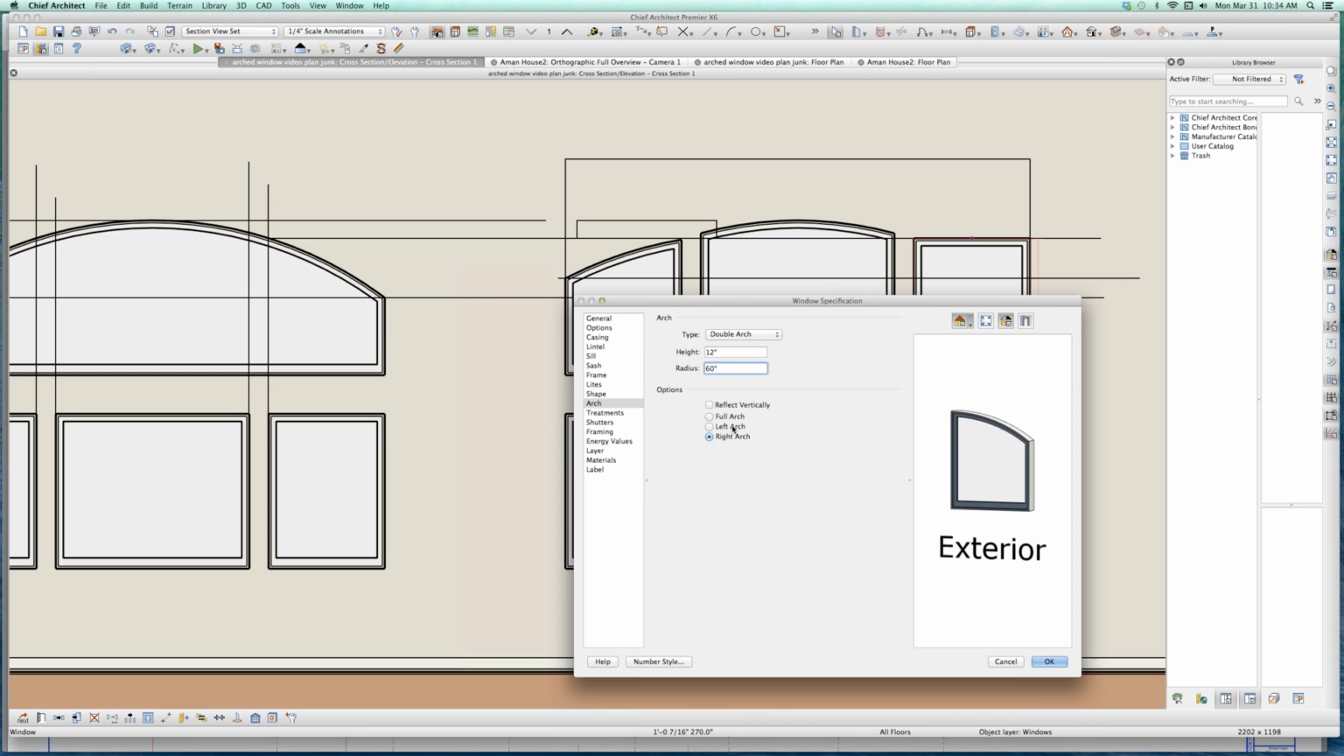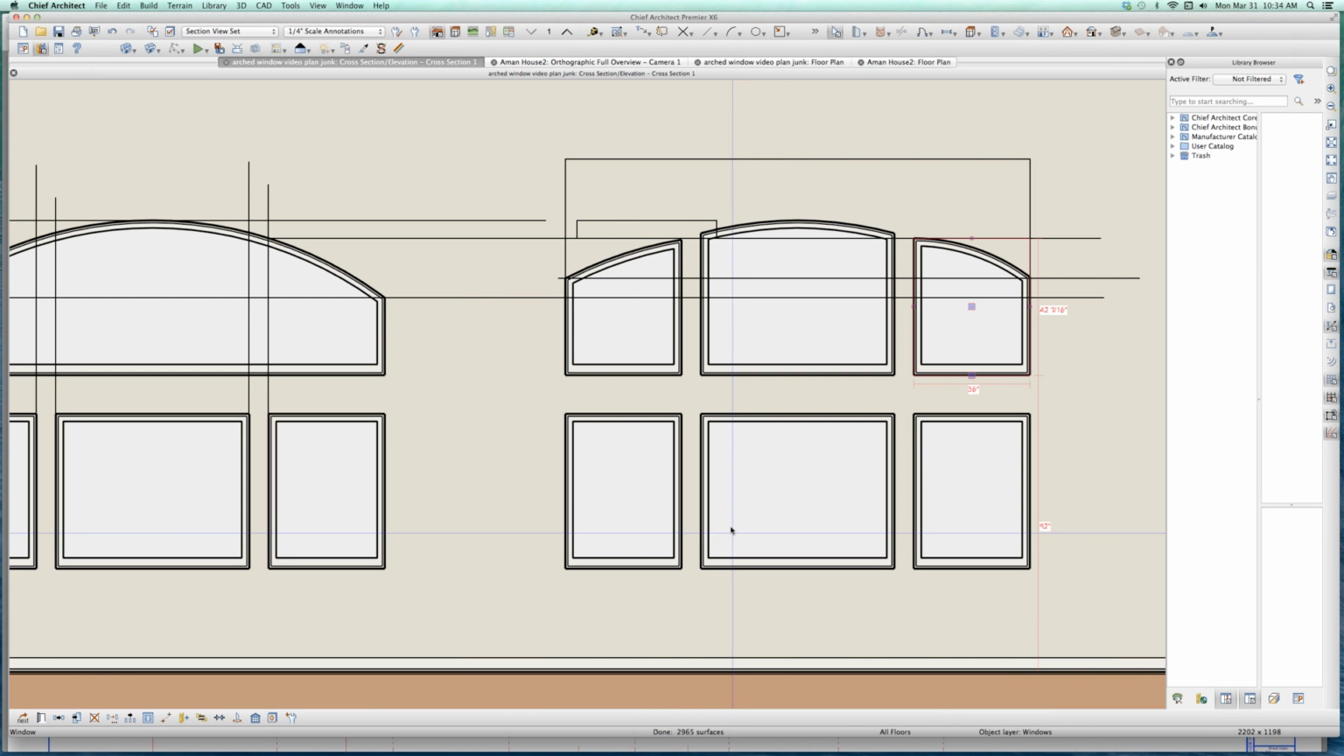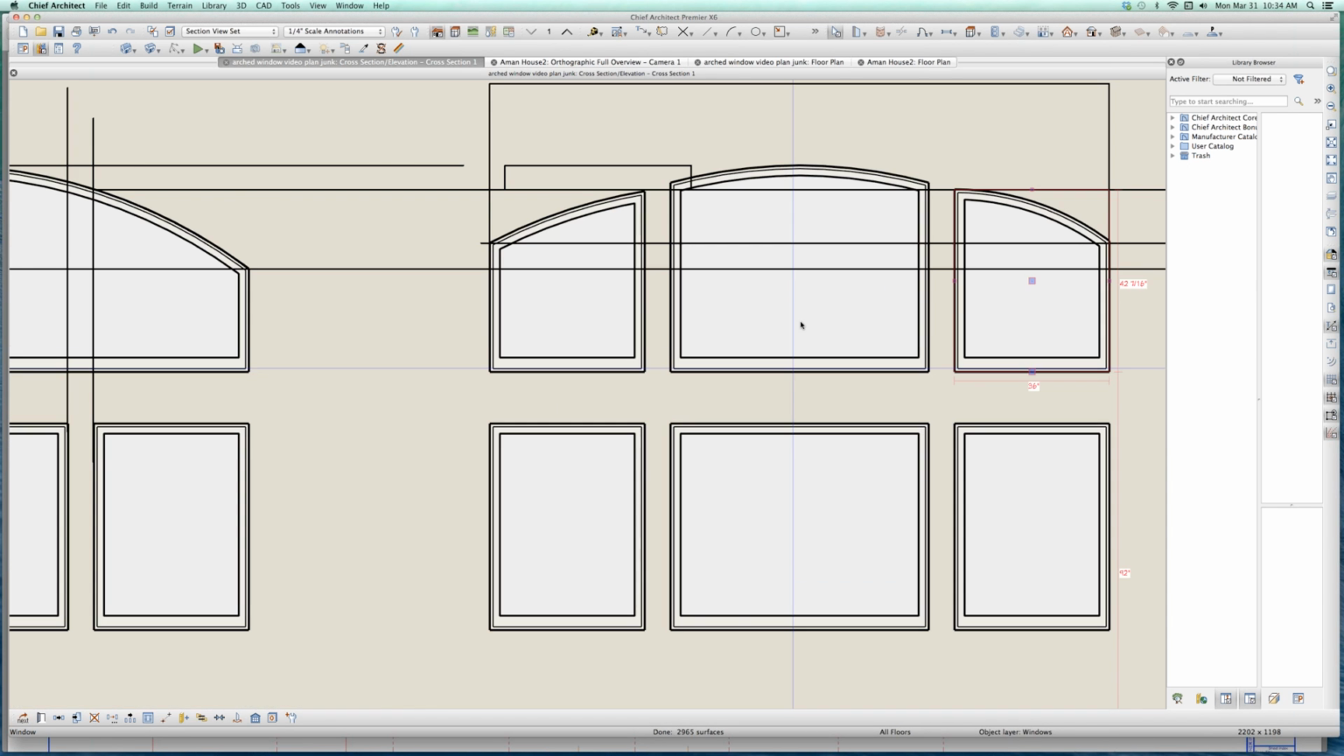No, I think I want a left arch. Watch this. There it is. Now, I know you're going to tell me that's not quite perfect. This maybe needs to be pulled down just a little bit. But here's the question. This is pretty close, right? That's pretty close right there.